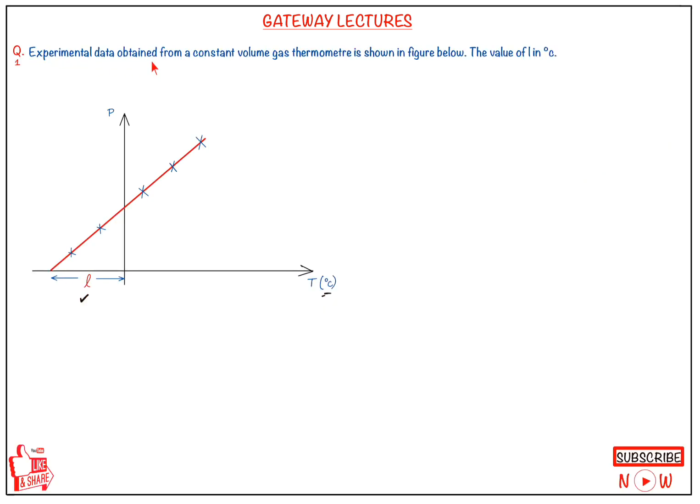Experimental data obtained from a constant volume gas thermometer is shown in the figure below. The value of L in degrees centigrade. See here we have L, and this L in degrees centigrade we need to get.